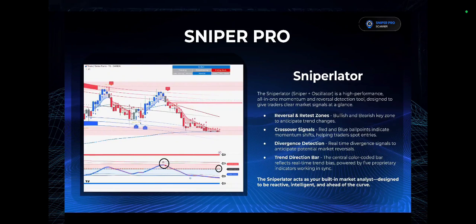Next, we have the sniper later. So the sniper later is a wordplay using our sniper strategy and oscillator. So this is the sniper later. And this is an all-in-one high-performance momentum and reversal detection tool. And it's going to give you a few key elements, and this is completely built from the ground up. So first and foremost, you have reversal zones and retest zones. You will see the labels here which say bearish retest and bullish retest.